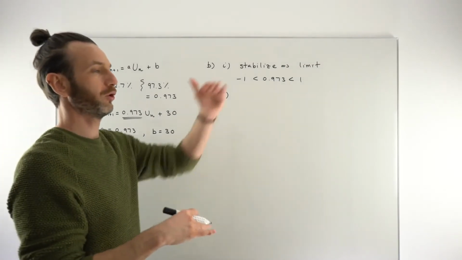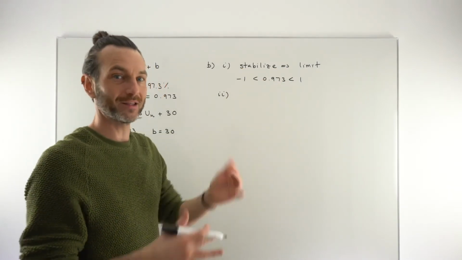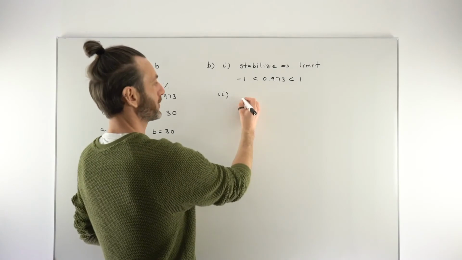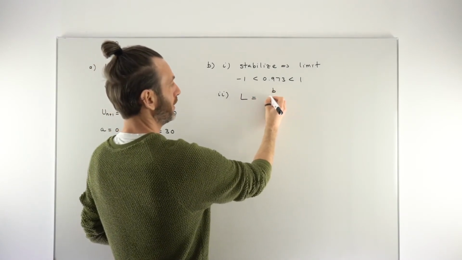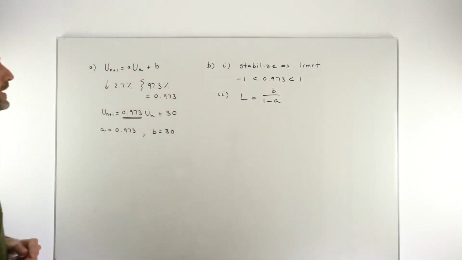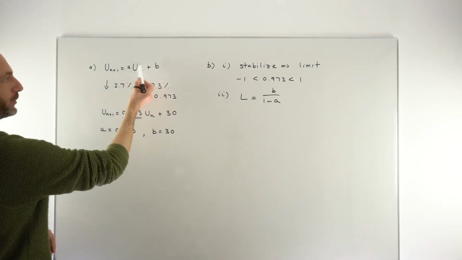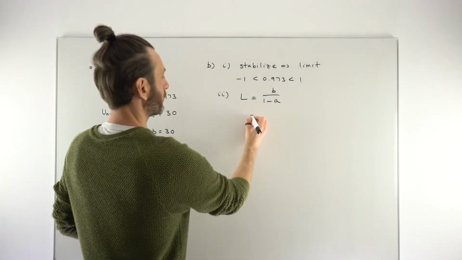So what is that long-term population? Well, long-term population is the limit. That is the limiting value. So you just need to know the formula for limit, which is not in the formula sheet, which for a general recurrence relation is b over 1 minus a. So this value divided by 1 minus this value. So we've got those values, so we can just plug them in.